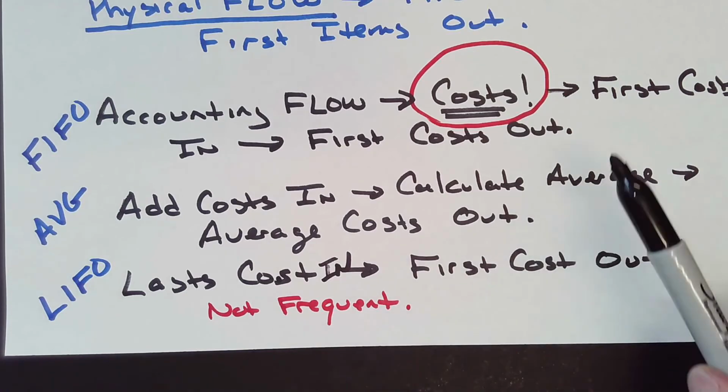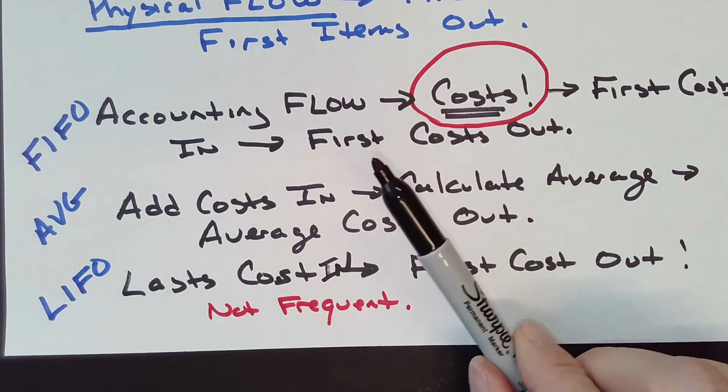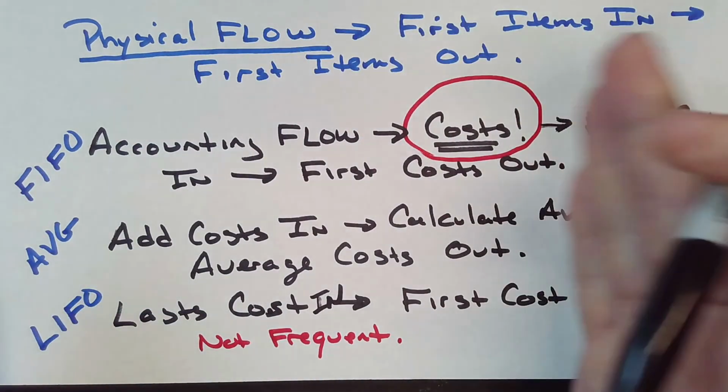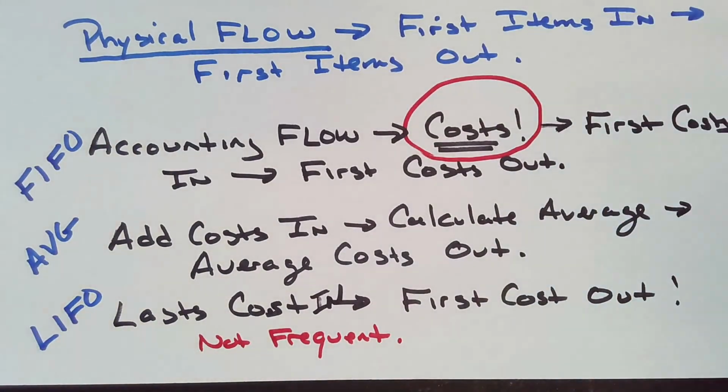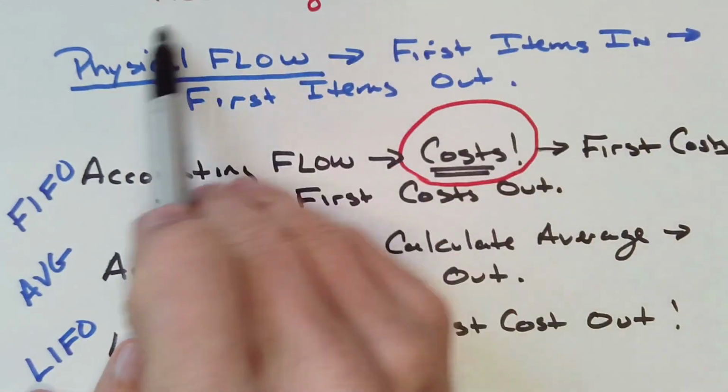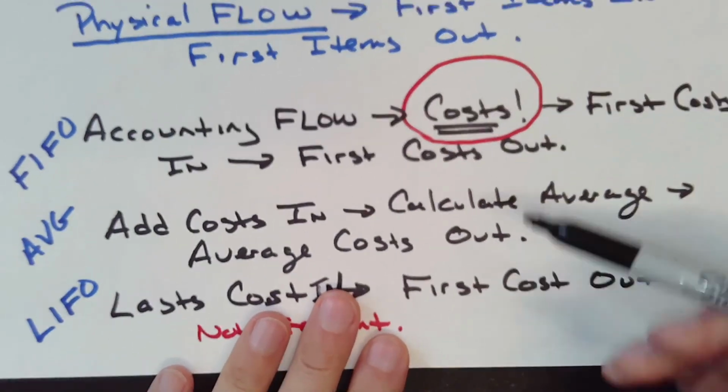So we've got to look at these physical flows and try to get a feel for how our company, whatever company we're looking at, how do their physical flows work? Physical flows are generally always going to be this, but their accounting flows may be different.